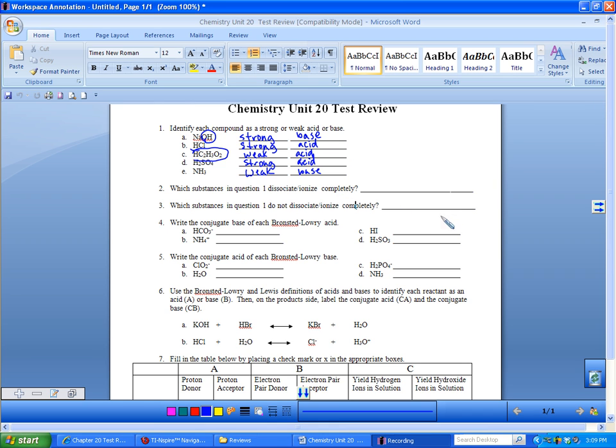Okay? Which substances in question 1 dissociate or ionize completely, meaning they fall apart completely? So we said that would be our strong acids, HCl, H2SO4, and our strong base, which is NaOH. Which substances in question 1 do not dissociate or ionize completely? So those would be our weak. So that would be vinegar, HC2H3O2, also called acetic acid because of the acetate ion, and our weak base, which is NH3.